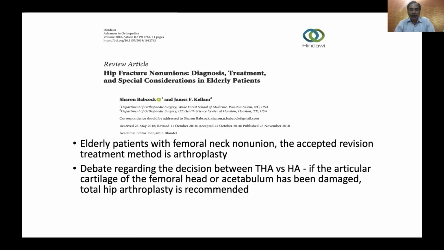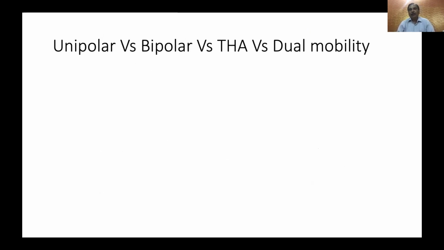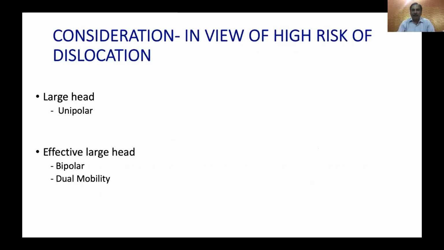So this is a paper which says that in elderly patients with femoral neck non-union, the acceptable revision treatment method is arthroplasty, right? There is no question about it. There is debate about THA versus HA, and I'll address that. So what about what to do? Unipolar, bipolar, total hip replacement, dual mobility. So let's take a look at it.